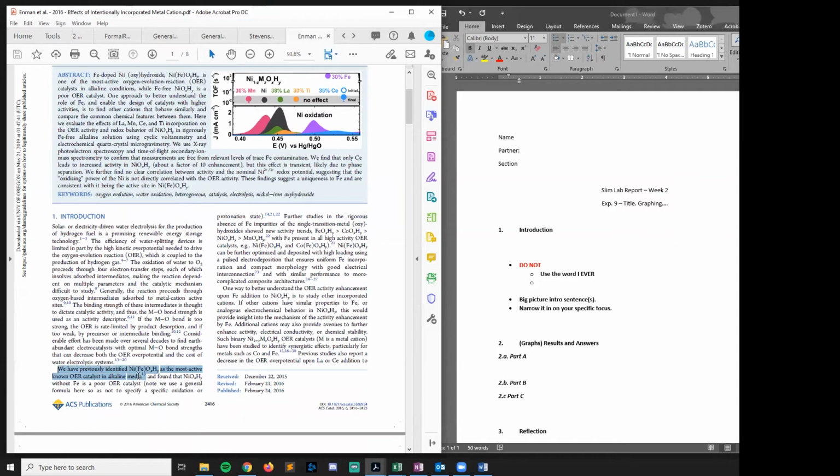Her first sentence in the next paragraph is, we have identified this catalyst, the one she's presenting, as the most active OER, oxygen evolution, oxygen splitting catalyst in alkaline medium, very specifically.